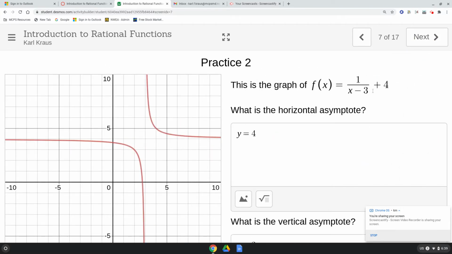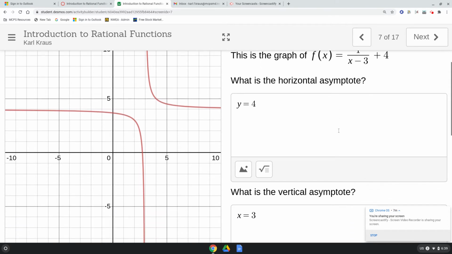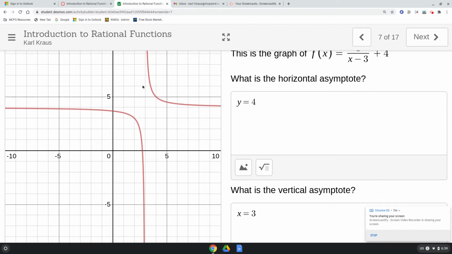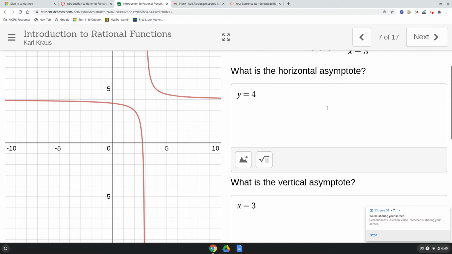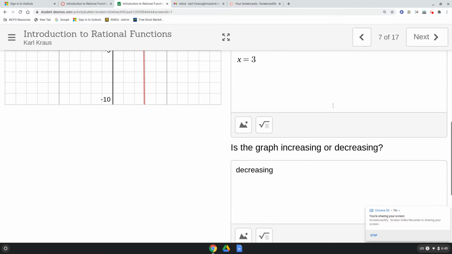Practice 2, there's the function. What's the horizontal asymptote? It's right here at y equal 4. Notice we're adding 4 there. What's the vertical asymptote? X equal 3. That would make this denominator 3, and 3 would make this denominator 0. So the vertical asymptote is x equal 3.